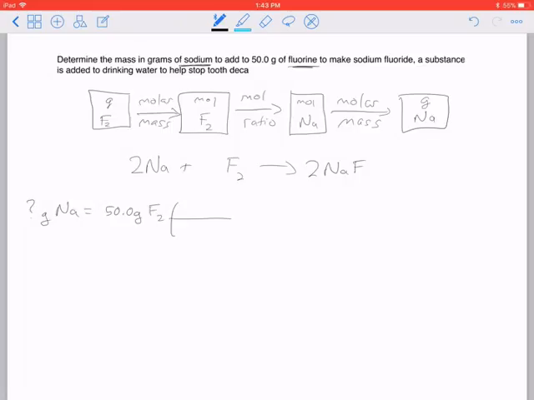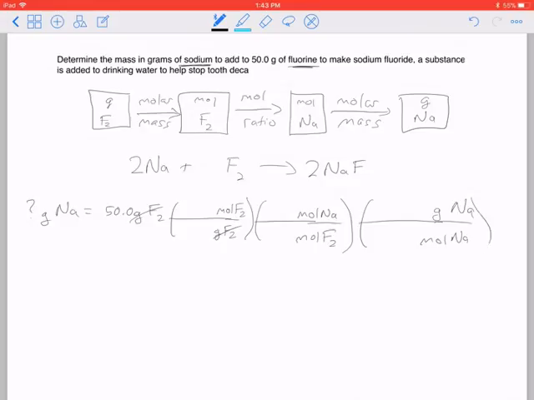And this is where, if you're not being careful with your units and your labels, things can start to get a little complicated and messed up. So I'm going to put my grams of fluorine on the bottom and my moles of fluorine on the top. And then my next step would be using the mole ratios. So there's my moles of fluorine to my moles of sodium. And then the final step is to go moles of sodium to grams of sodium.